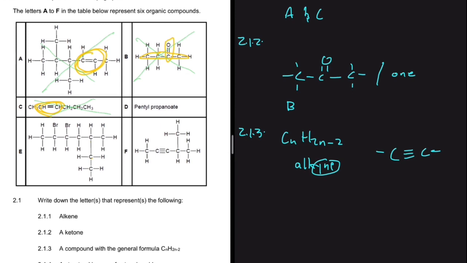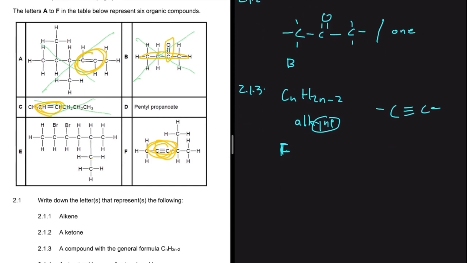And then D, we don't have a triple bond or Y-N-E, so that cannot be part of our solution. For E, no triple bond. And then F, that's where we have our triple bond. You can see it here. So for 2.1.3, we can put F as our answer. The way of approaching this problem, you have to know exactly what you're looking for. It becomes extremely easy when you do that.